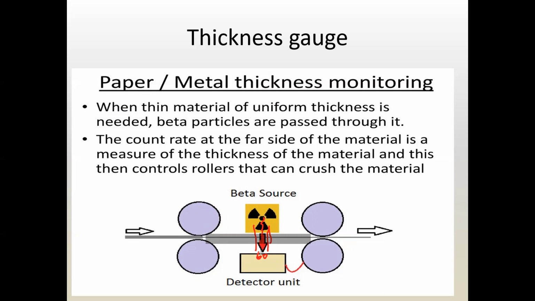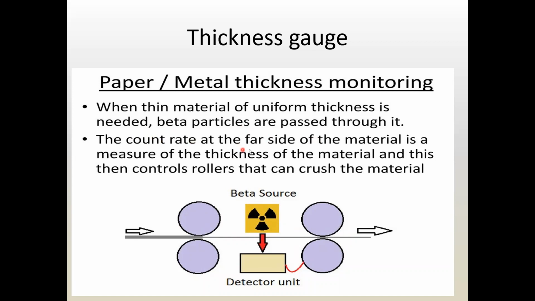The counts from a detector will decrease. If there's a decrease in the thickness, the counts from the detector will increase. So using the change in the counts, we can identify that the thickness has changed, and we call that a thickness gauge. So when a thin material of a uniform thickness is needed, the beta particles are passed through it.